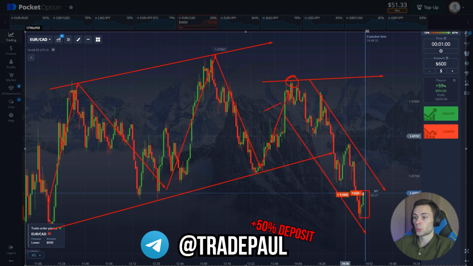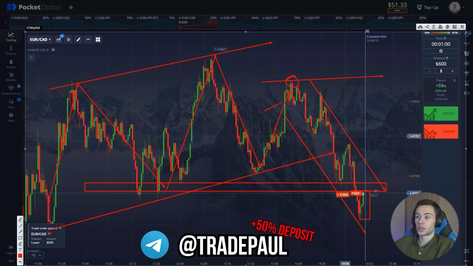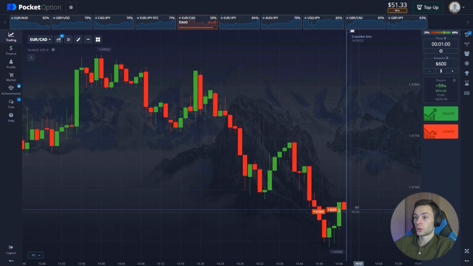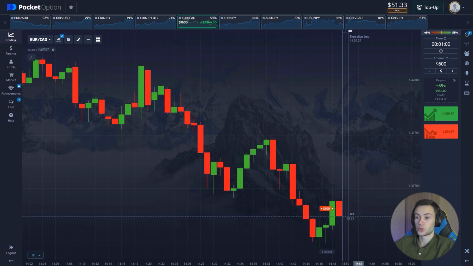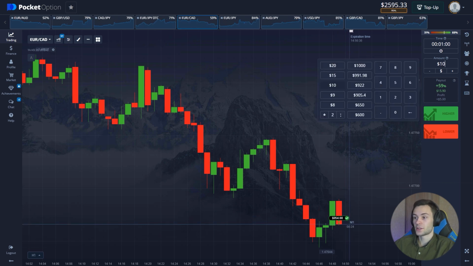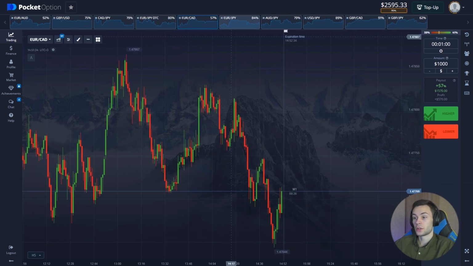And here we see a small pullback, which should be over by now, also because we got this resistance zone here. So the price will be rejected and continue moving down. So we already see the inception of the red candle. The breakout should happen at the end. And yep, our position has been closed in profits. Exactly as we predicted. We're going to up the trade amount and continue the trading session.